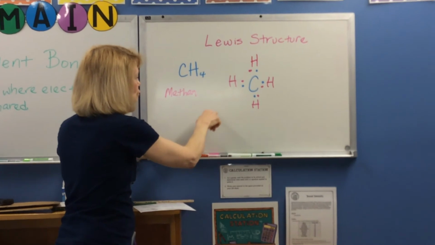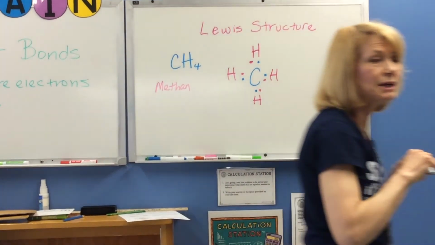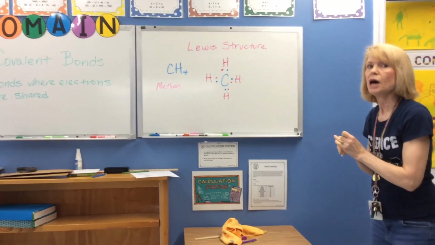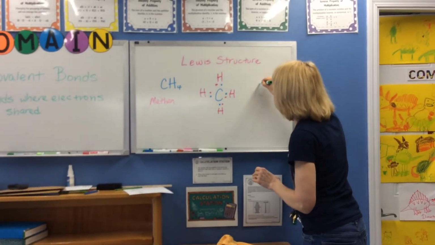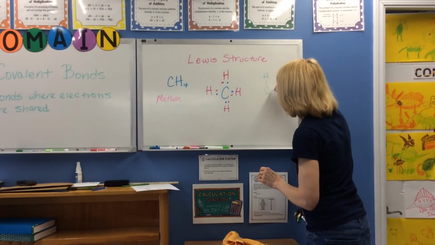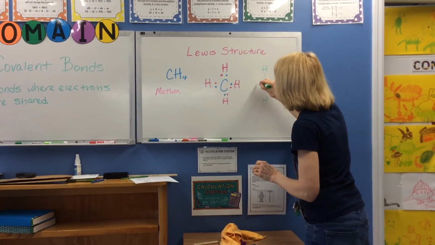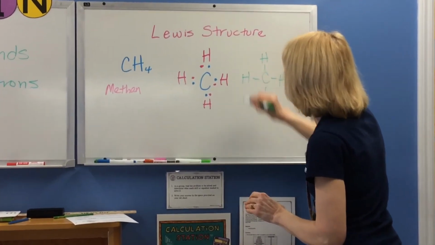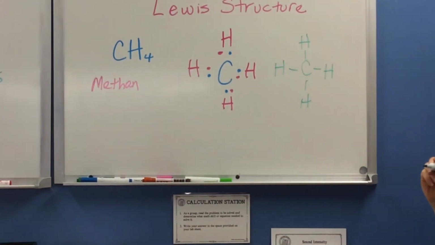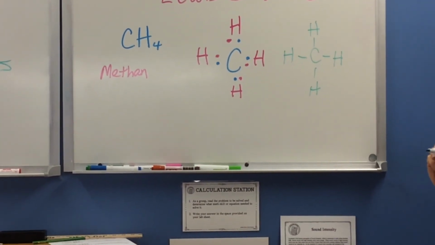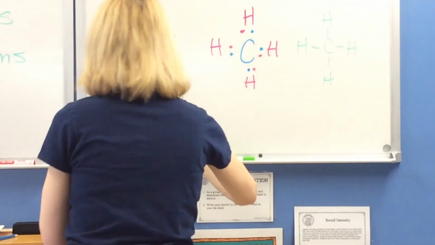And if we wanted to draw that using shorthand and get rid of the dots, remember 2 dots is equal to a line. More commonly, you see it written like this, with stick notation. Okay, and it all means the same thing. Methane should have an E on the end of it.